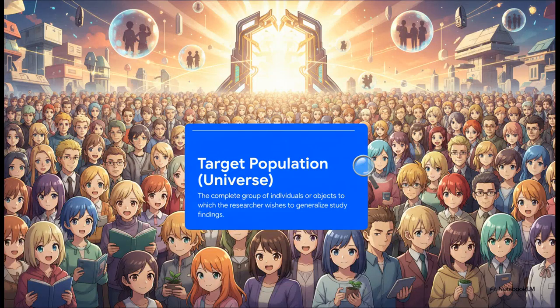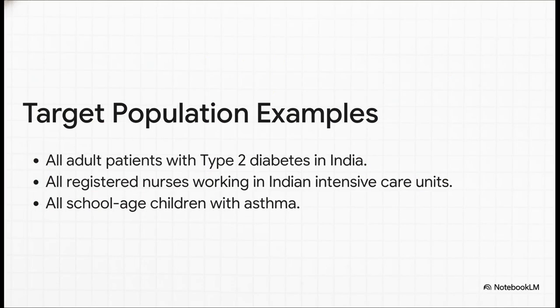Let's put a slightly more formal definition on that. The target population, which is sometimes even called the universe, is the entire group of people or even things that the researcher wants their findings to apply to in the end. It's the grand ambition of the whole project. And to make this crystal clear, let's stick with our diabetes example. The target population is all adult patients with type 2 diabetes in India. That's every single one of those 77 million people. This is that vast, scattered universe that we ultimately want to understand.